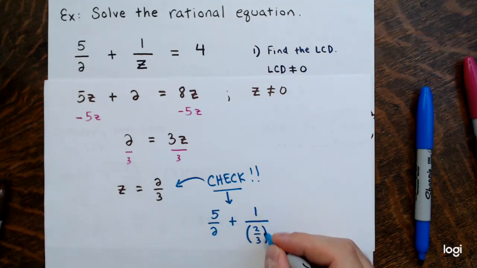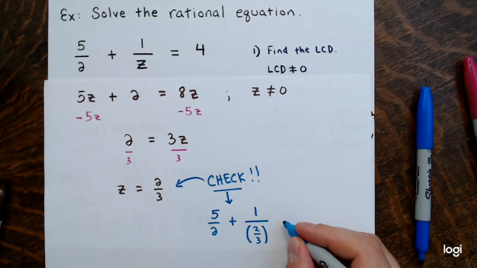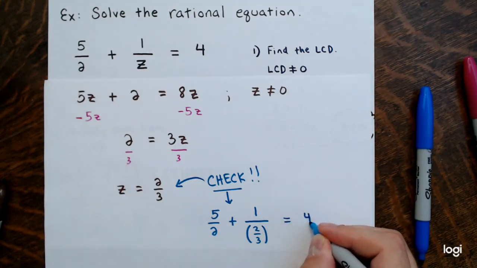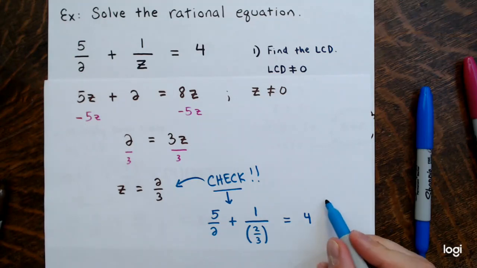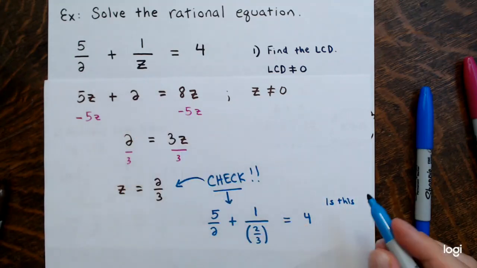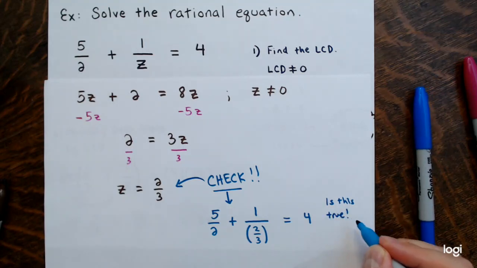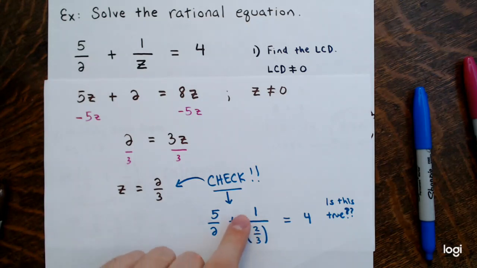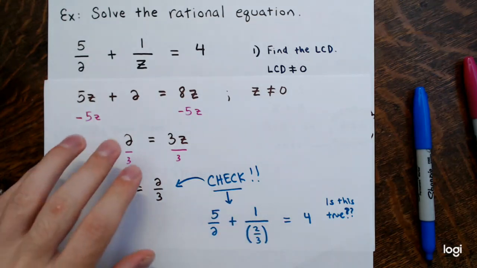So what we have here is what's called a complex fraction. You have a fraction in the denominator of this fraction. Fractions within fractions. And then, is that equal to 4? The question is, is this true? When I plug in 2/3 for z, is this a true statement? Question mark. So do I have 4 equals 4, basically?